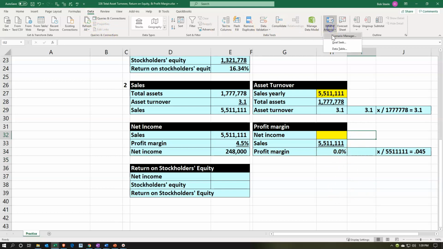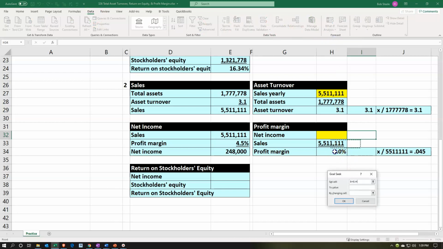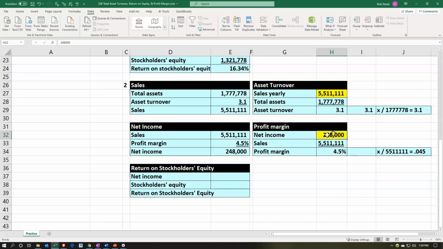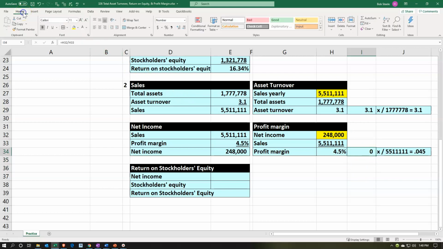So let's try it one more time. Data, we're going to go what if analysis, goal seek. We want you to change this cell to be the 0.045 by changing this cell, which is part of the formula. Okay, there it goes. So there we have it. So that's another calculation of that 248. You can do it algebraically too. Once you do it whichever way, you can double check it by taking the 248,000 divided by the sales, the 5,511,111, and then make that into a percent, home tab, numbers group, percent, add a decimal to it.